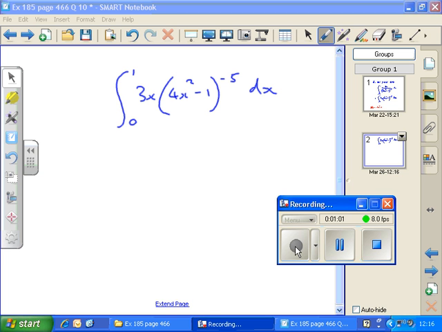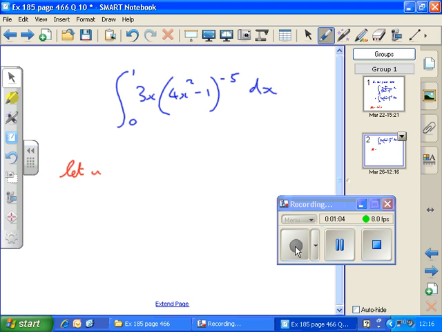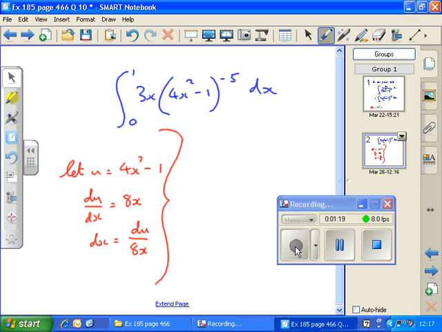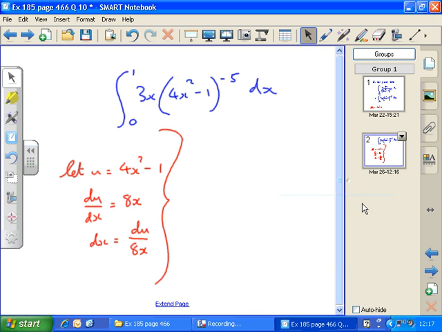Let u equal 4x squared minus 1. So therefore differentiating, du by dx equals 8x. Rearranging, dx equals du over 8x. And then putting this information back into the integral, we get the integral between 0 and 1 of 3x times u to the power minus 5 times du over 8x. So the x's cancel as expected.